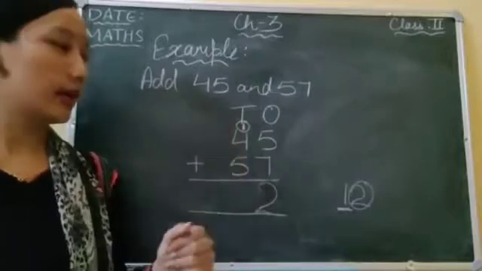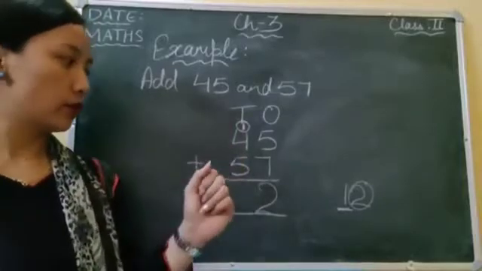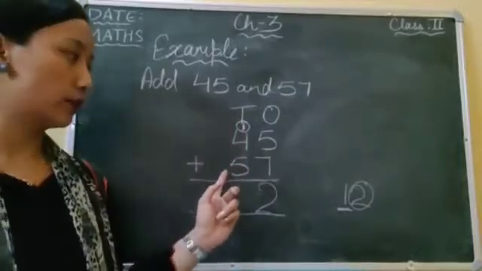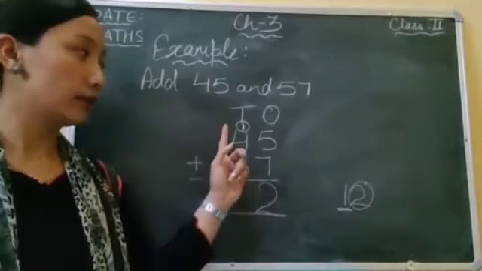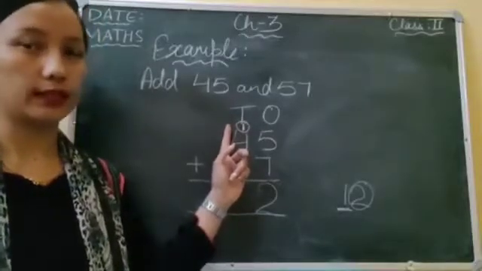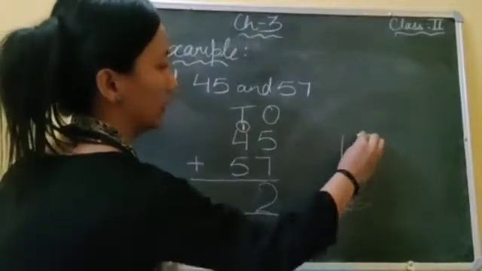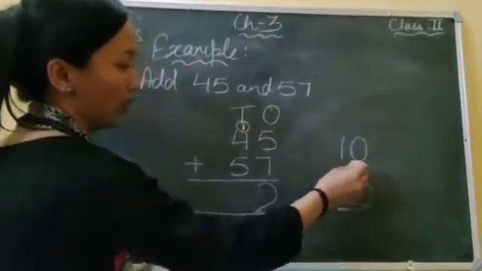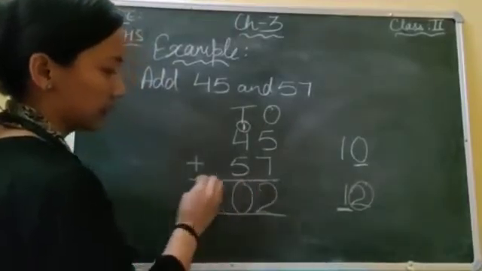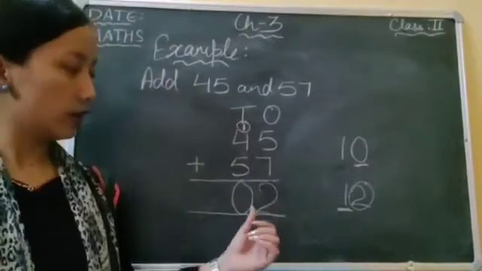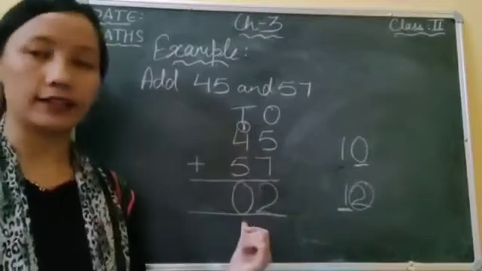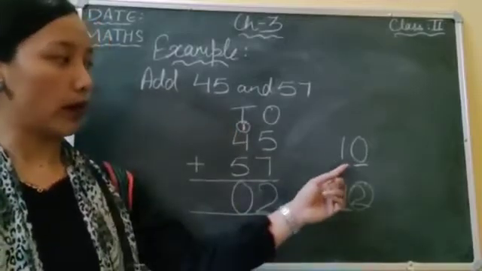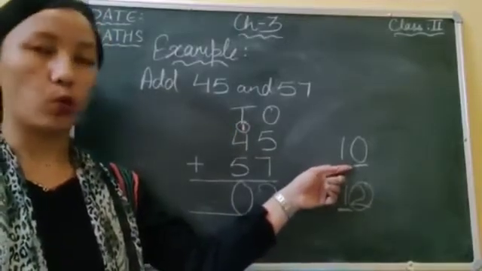Okay, students. Now add 5 plus 4. 5 plus 4 is 9. 9 plus 1 is equal to 10. We have 10. That means write 0 under the tens place. Okay. So here we have written 0 under the tens place. Right. Here we are left with 1.